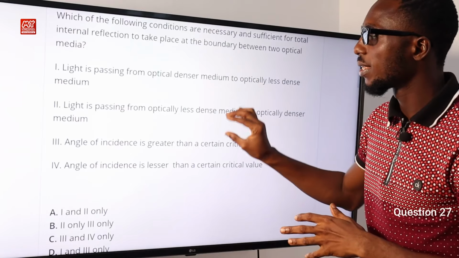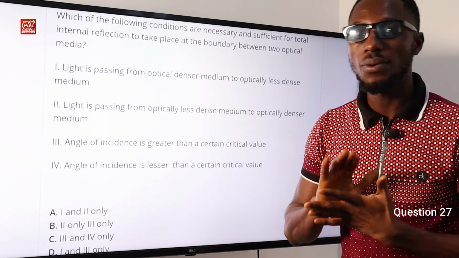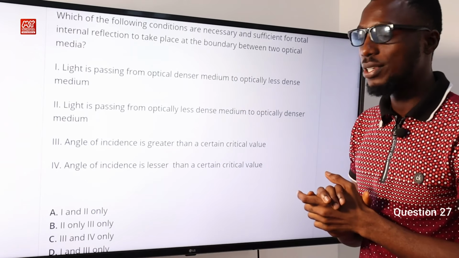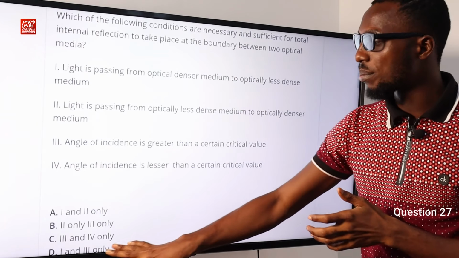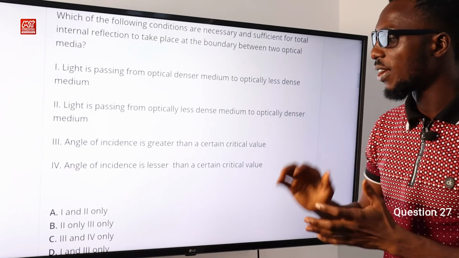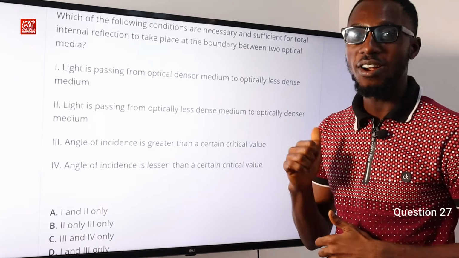So statements 1 and 3 are the correct conditions for total internal reflection to take place under these set conditions. So we have option D as the correct option, containing statement 1 and statement 3 only. So option D is correct.